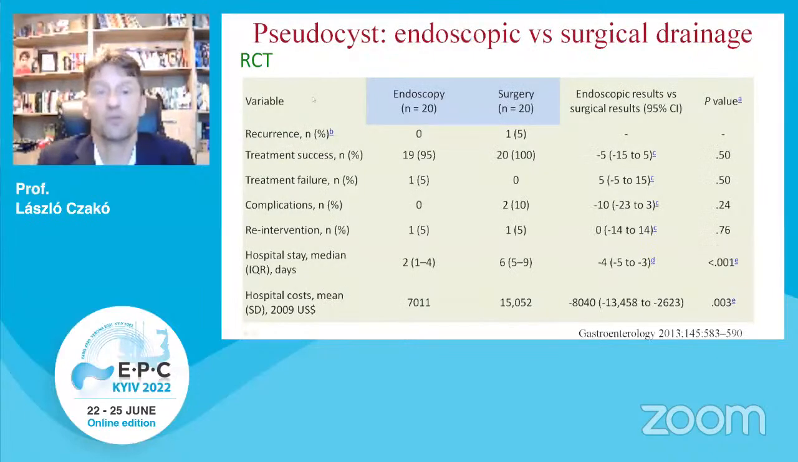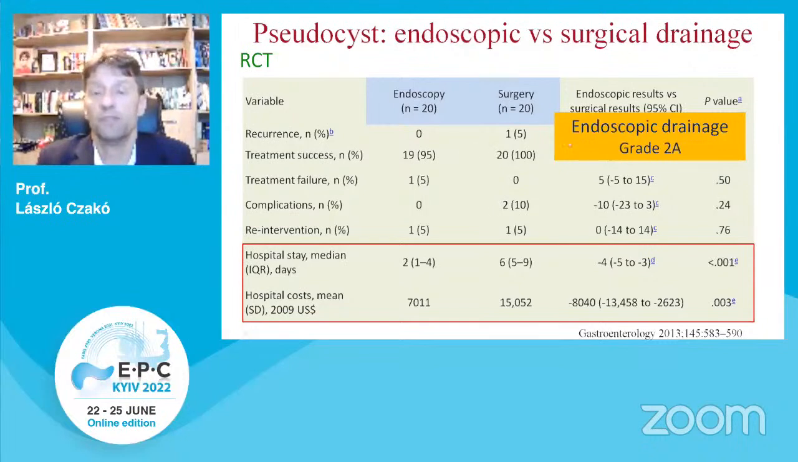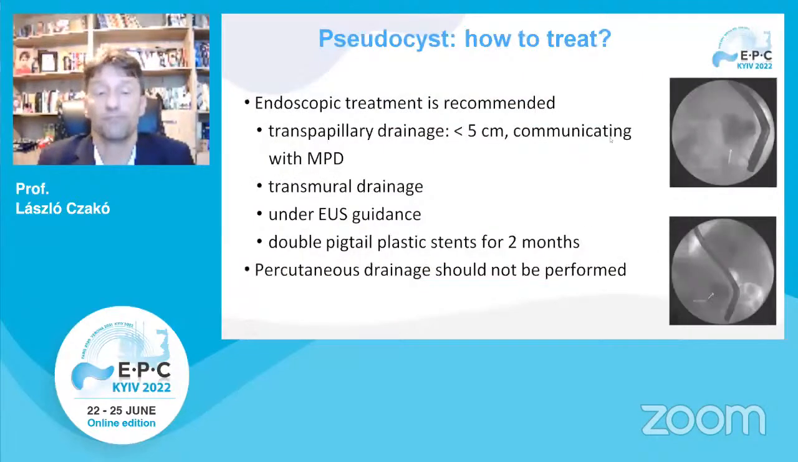How to treat? In this randomized controlled trial, patients with pancreatic pseudocyst underwent endoscopic or surgical cystogastrostomy. There was no difference in treatment success, complications, or interventions between the groups. None of the patients who received endoscopic therapy had a pseudocyst recurrence compared with one patient treated surgically. The length of hospital stay was shorter, and the total mean cost was lower for patients treated by endoscopy. These results were confirmed later by several meta-analyses. In the recent guideline, therefore, endoscopic drainage is recommended for the treatment of pseudocysts that are within endoscopic reach.